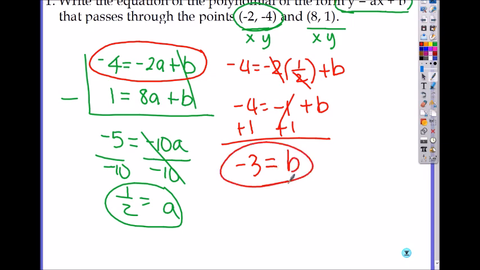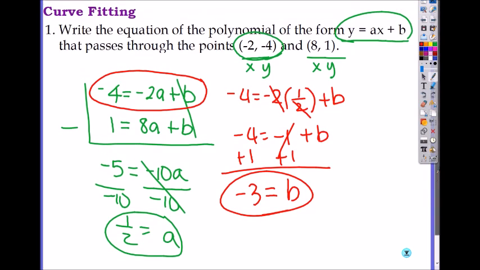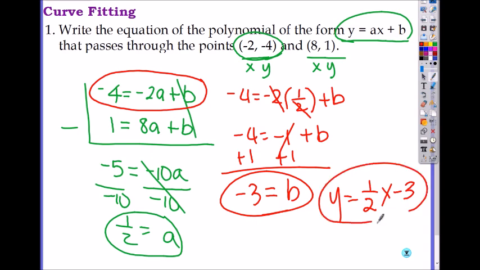So are we done? Should we just write it as an ordered pair, a comma b? Or what was the question here? Write the equation of the polynomial. So how do you write it? It's y equals, just plug a and b back into the equation. So a here is the slope, x, and b here is the y-intercept. So this is your equation.